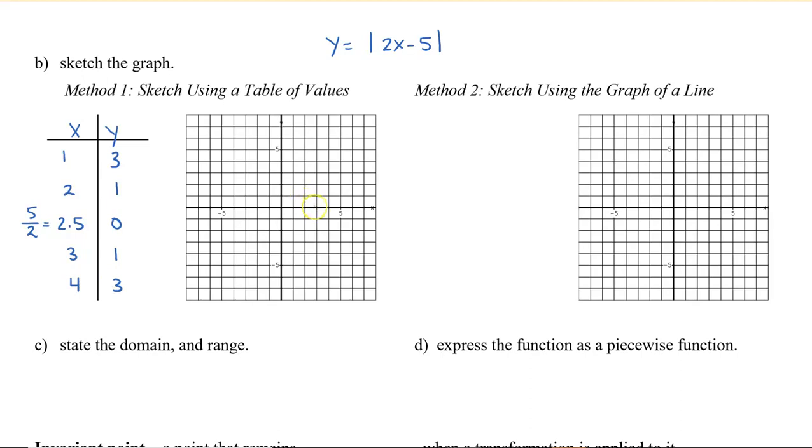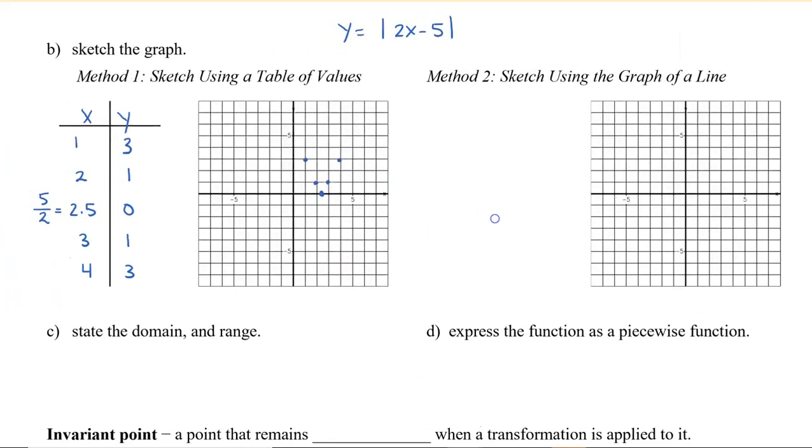So we have 2.5, which we're going to plot right here in the middle. And then 2 is 1. 1 we get 3. Oh, sorry, I put that in the wrong spot. So 2 is actually 1 over here. 1 is 3. 3 we get 1. 4 we get 3. So it's actually a very skinny graph. We're going to connect our points, and we get something that looks like this.